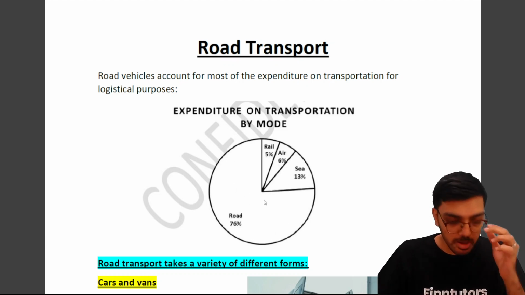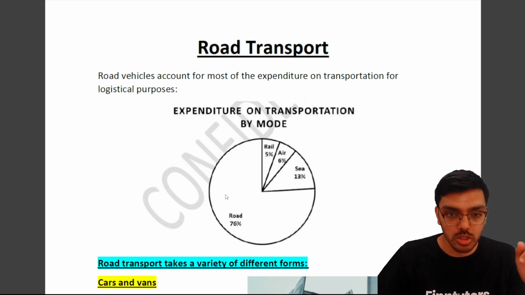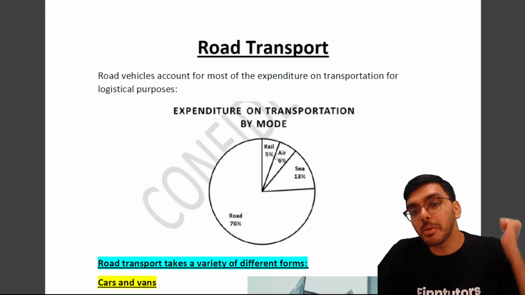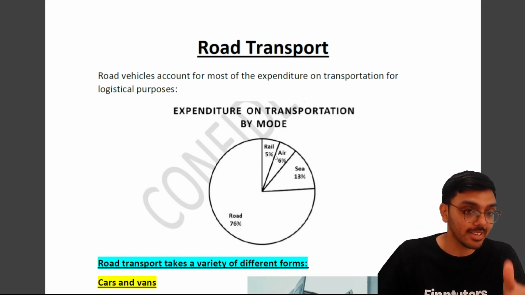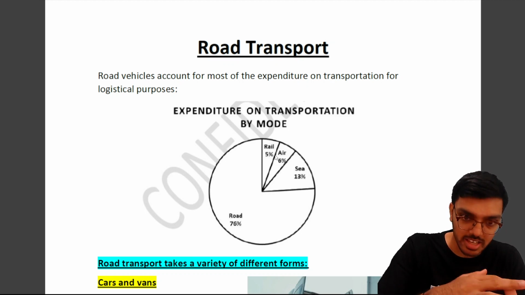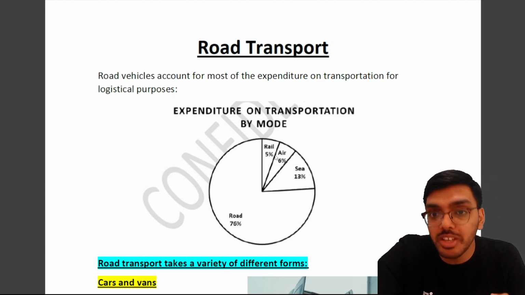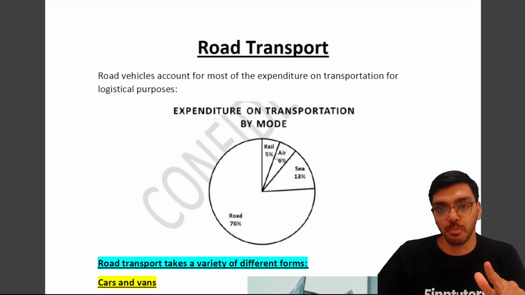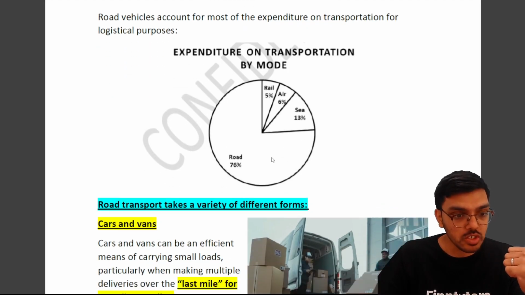So from this diagram, we can see the road is the most popular. Second comes sea, third comes rail, third comes air, and fourth comes rail. Now what we know from our industry analysis is road has the largest segment, yes, but the fastest growing segment is air transport. We know this from our industry analysis.